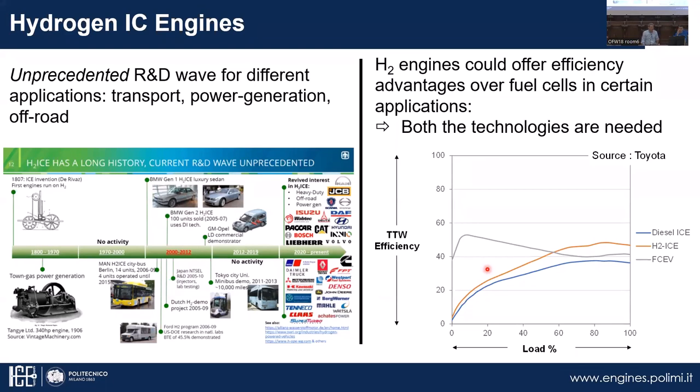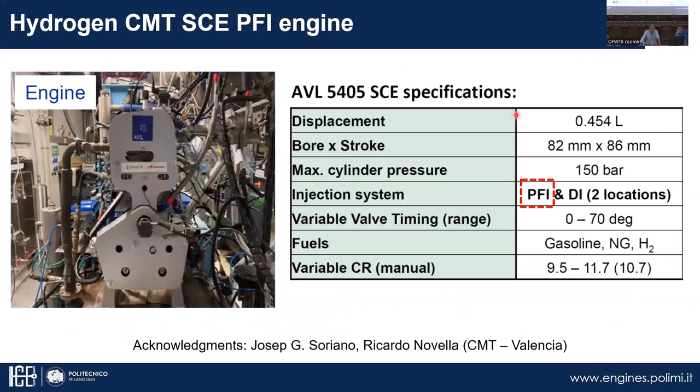is an unprecedented wave of research and development for hydrogen combustion engines, together with the consolidation of a production chain for both the components and the engines themselves. In terms of comparison between internal combustion engines and fuel cells, they are complementary. There are applications in which fuel cells are better, others where internal combustion engines are better. So what technologies are needed to completely exploit the potential of hydrogen as an energy carrier?